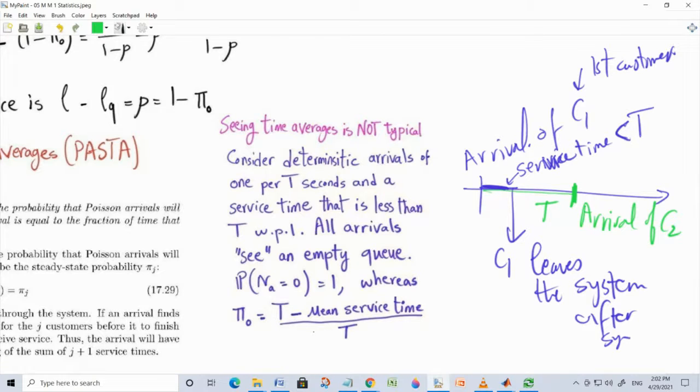But if you are part of the arrival process, which here is very strict, and we have just an arrival every t seconds, then you will never actually see the server being busy. You will always find the server idle and the queue empty, and once you arrive, you will receive your service, and it will take less than t, and then you depart, and then there will be a new arrival, and so on and so forth.